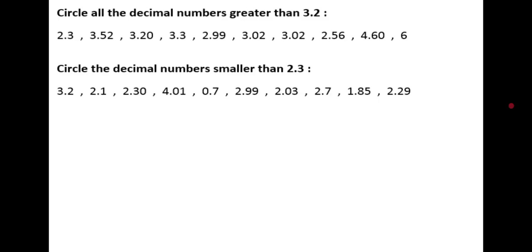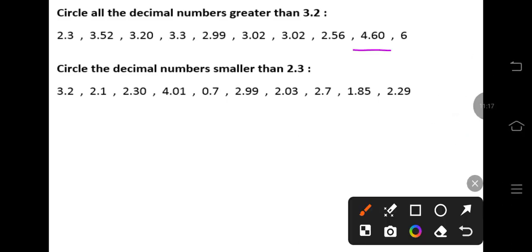3.2. All the decimals that are greater than, okay, 4, 3.2, 3.3, okay, 3.52, okay, and 6 also.